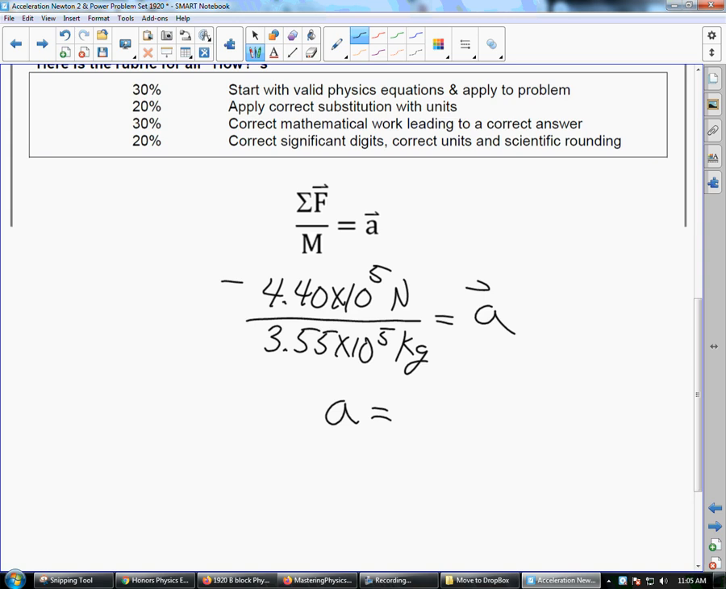You can. Nice math look there, yeah. Yep. Because they asked for it in meters per second squared, right? So we don't have to worry about that. But yep, mathematically you can get rid of that times 10 to the 5th.